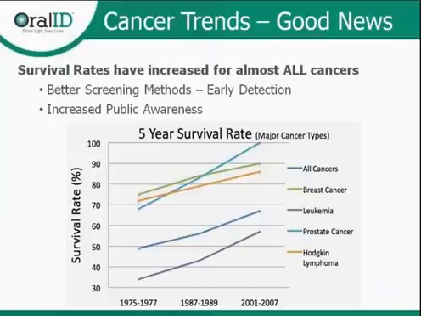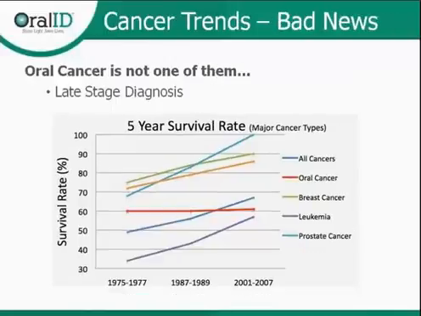I was talking earlier about mammograms and pap smears and prostate tests and 5-year survival rate. The 5-year survival rate for all cancers has steadily been improving because of these precautionary tests and because of increased public awareness. But oral cancer is the only cancer, the absolute only cancer, that 5-year survival rate hasn't changed in 3 decades. You know what that tells me?